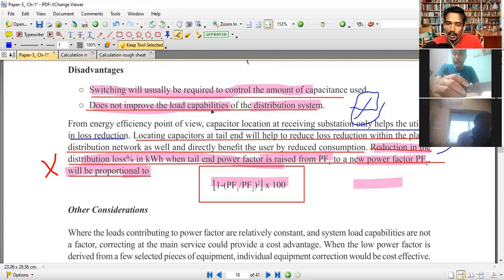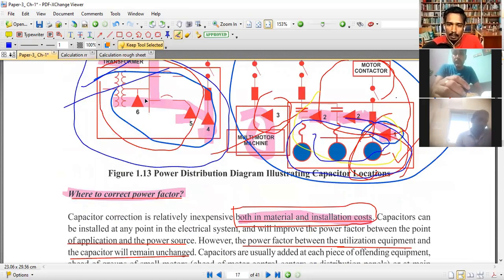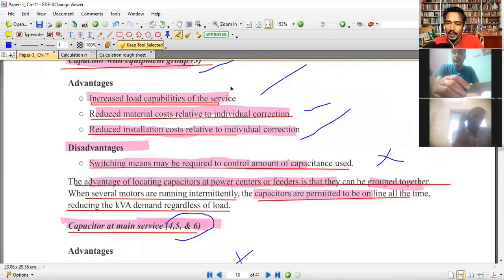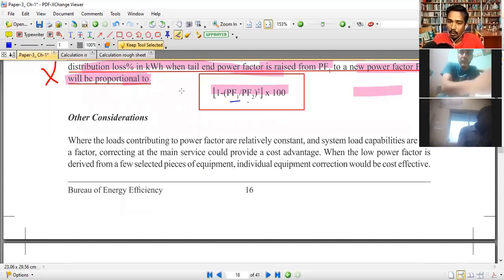Suppose they plan to invest in a capacitor bank here. What is the benefit? The kilowatt loss is also reduced. Then what is the formula? This is a very, very important formula: 1 minus power factor 1 divided by power factor 2, into whole square, into 100. Sometimes you forget to take the whole square, not the total whole square.